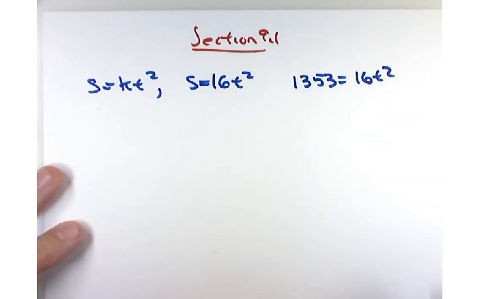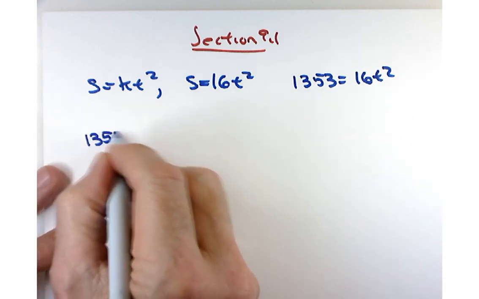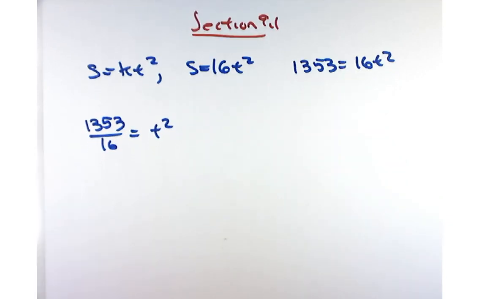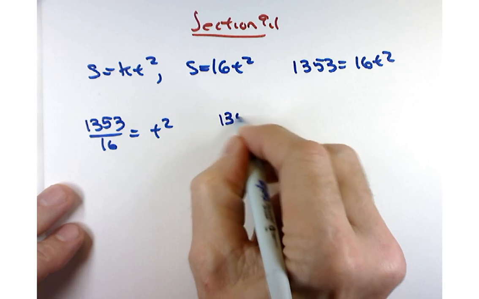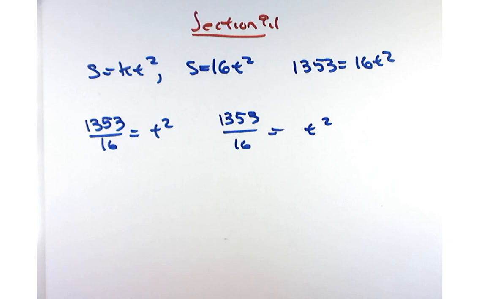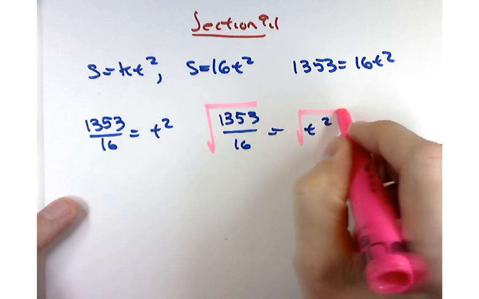So we need to solve for t. Now, a good first place to start would be to divide both sides by 16. But now we come upon this problem where we've got t squared. I don't want t squared, I want t. So what's the opposite operation of squaring? Square root. Good. So you can take the square root on both sides. Mathematically, when you're solving an equation, the trick is to always do the same thing on both sides of the equation. And that thing is to take the square root.